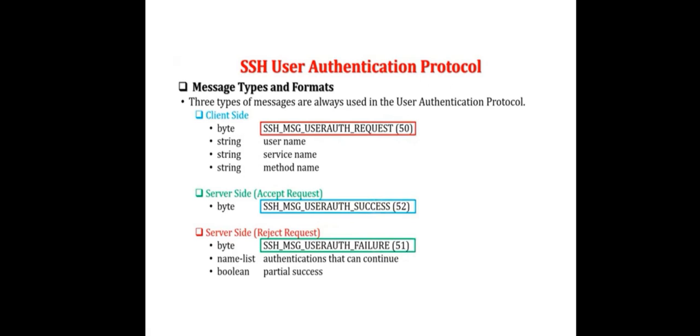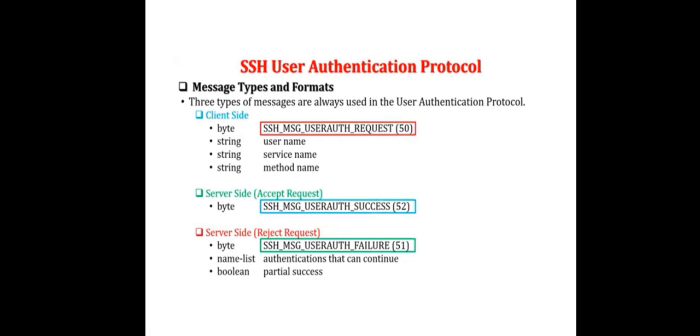There are three types of messages in the authentication protocol. The first message is used by the client side. This message is the user authentication request. This message is sent by the client to the server. This message includes username, service name, and method name.